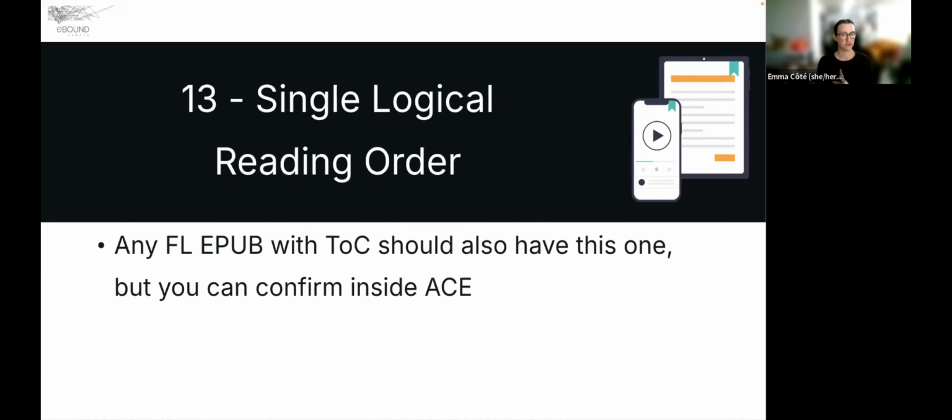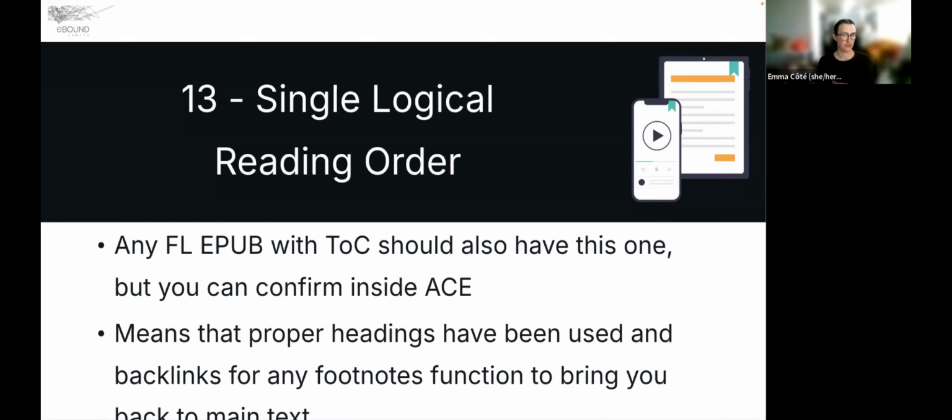Single logical reading order. So all of these are the same as web, PDF and reflowable. Any fixed layout EPUB with a table of contents should also have this, but you can confirm inside ACE. When you look at the outline inside ACE, you'll be able to see that there's a single logical reading order, as the headings will cascade down.